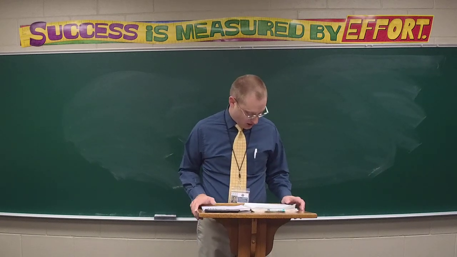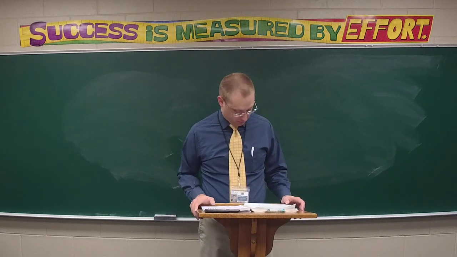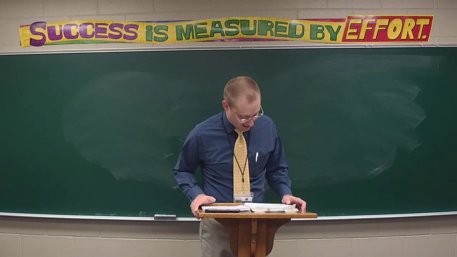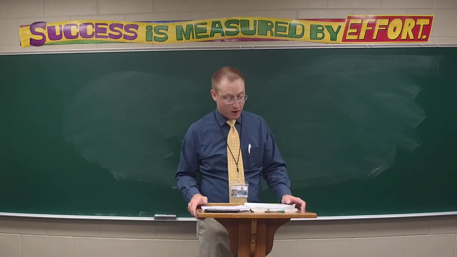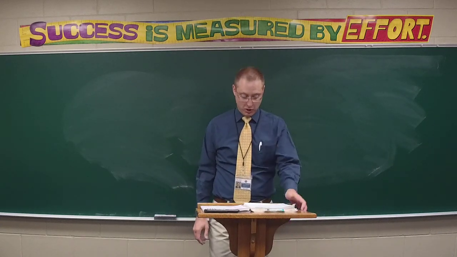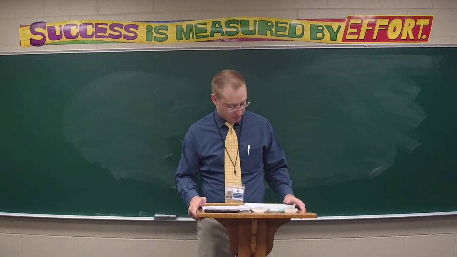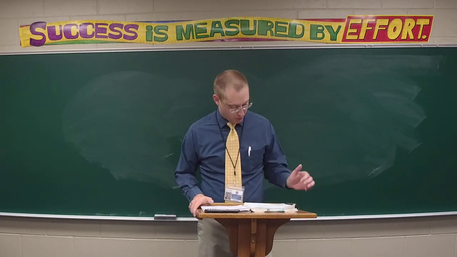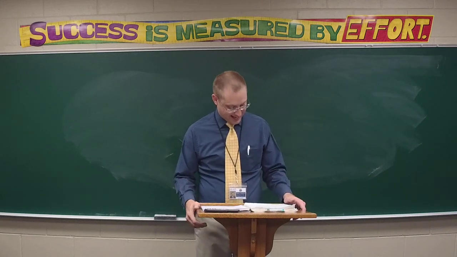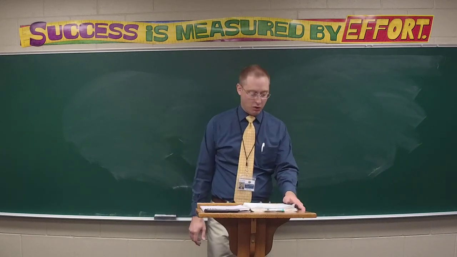For the sine, you should have gotten negative 15 over 17. For the cosine, negative 8 over 17. For the tangent, positive 15 over 8. For the cotangent, positive 8 over 15. Secant was already given to you. And then for the cosecant, you should have had negative 17 over 15.